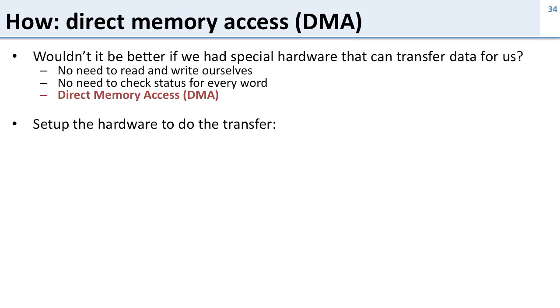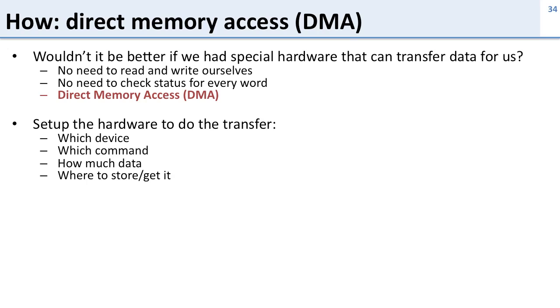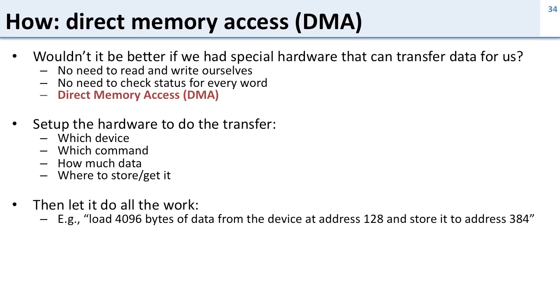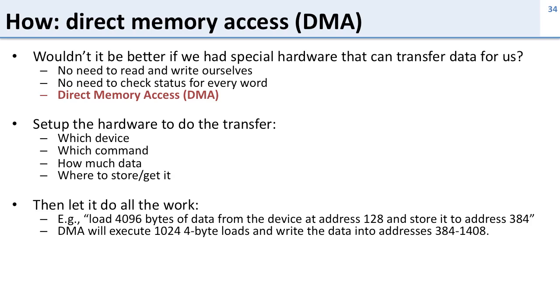The idea here is we have this special hardware to do the transfer, and we just set it up. So we tell the hardware which device, which command, how much data, and where to get it or store it. The device then goes off and does all the work. For example, we tell the DMA engine, go load 4096 bytes of data from the device at address 128 and store it to memory address 384. The DMA is then going to go off, and it's going to execute 1024 4-byte loads, write the data into addresses 384 to 1408, and when it's all done, it will tell us I'm done with the whole transfer.